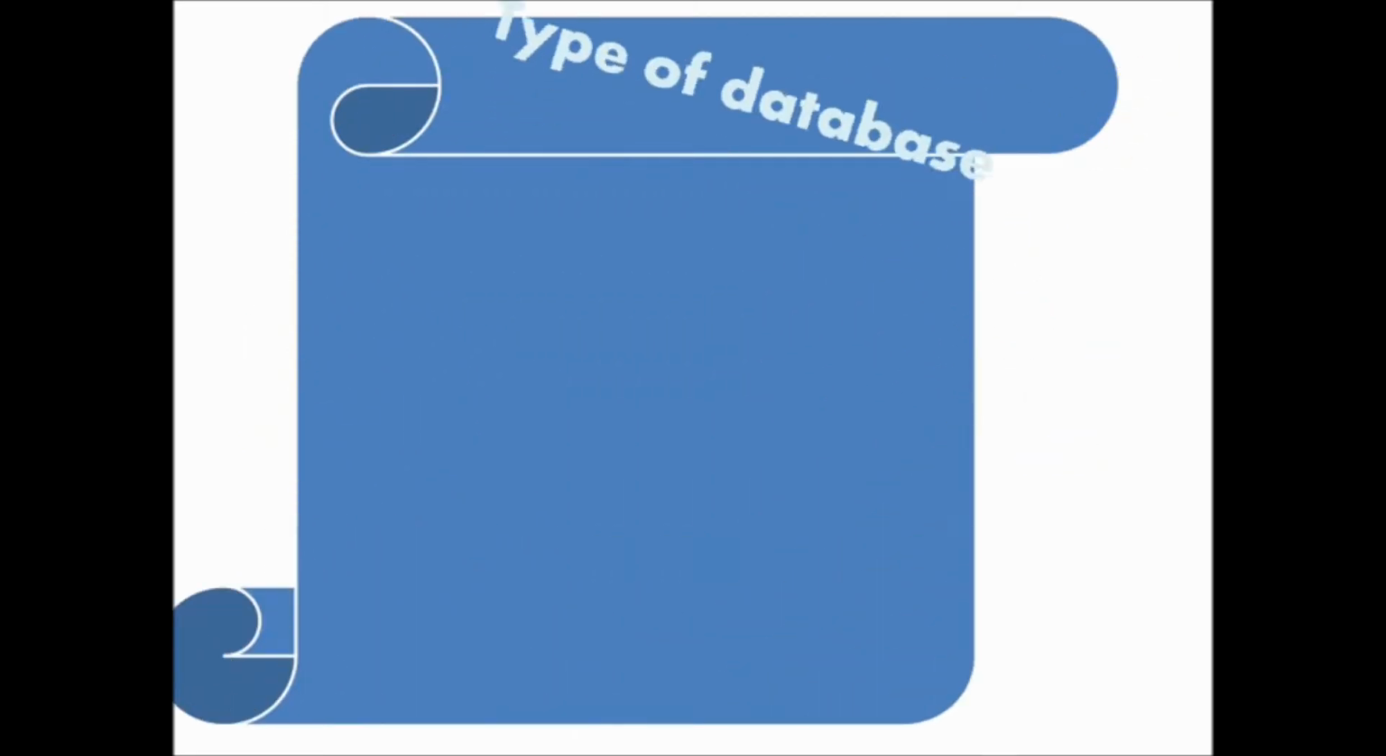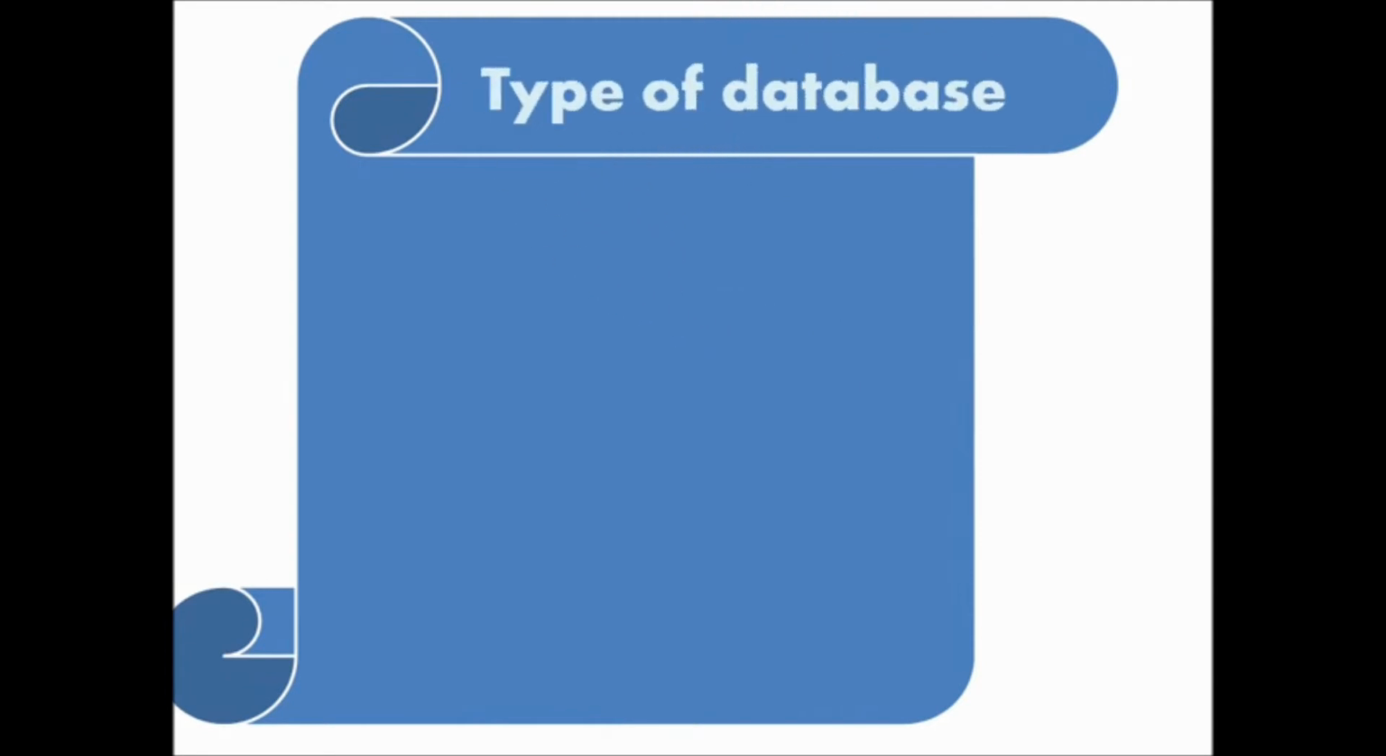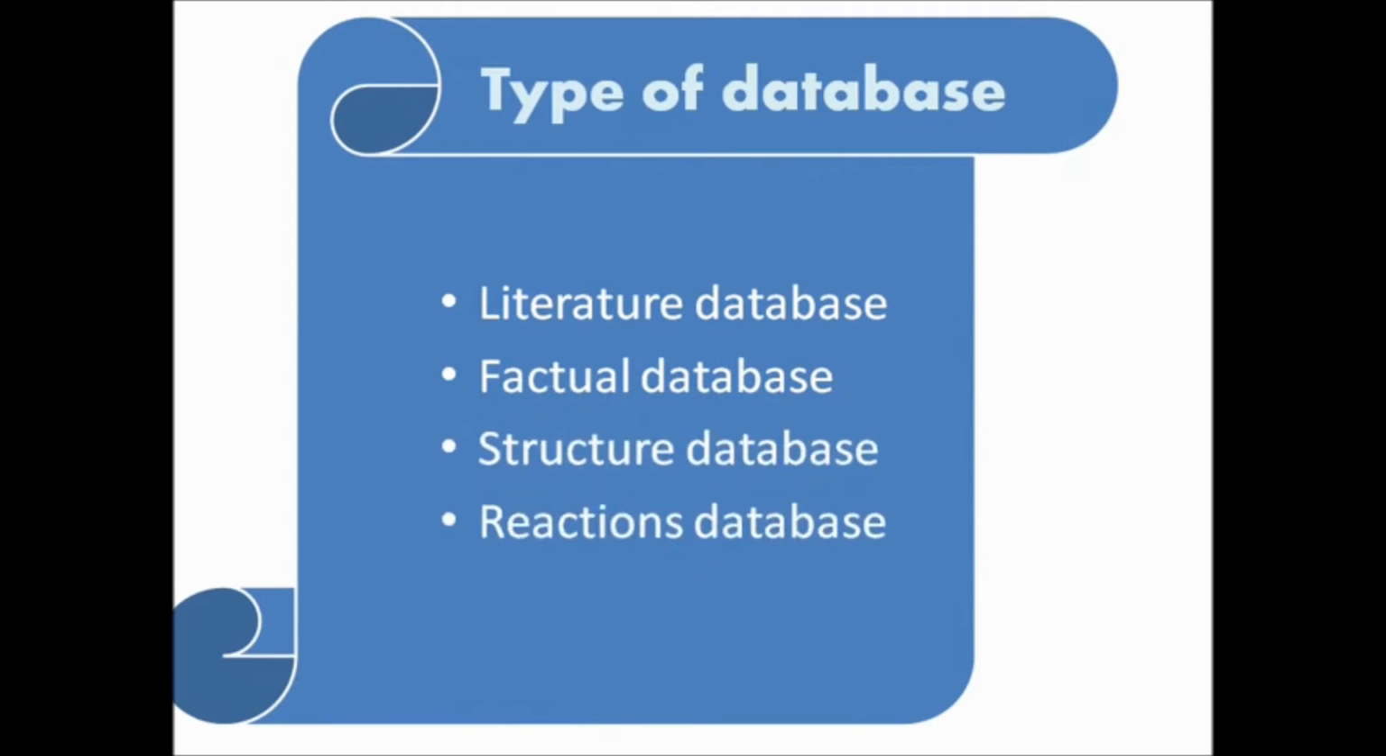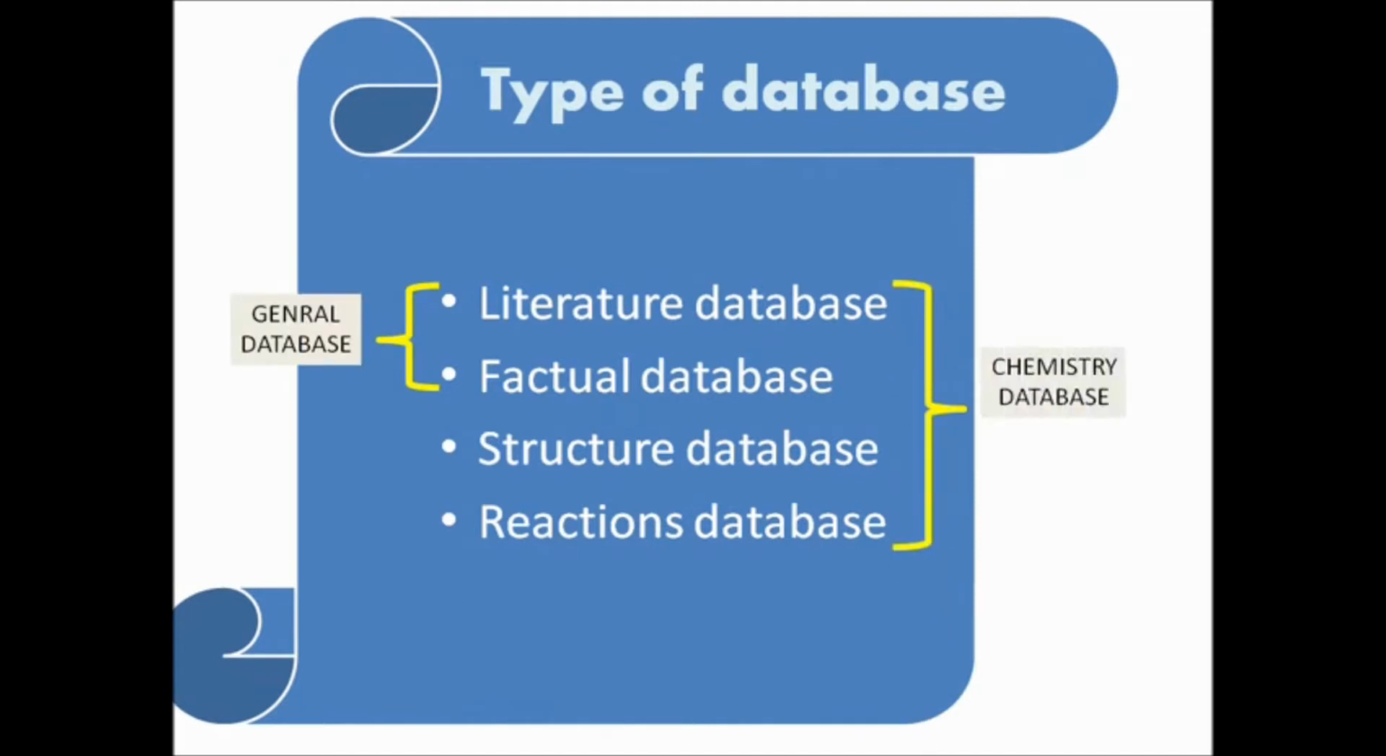Types of database. We have literature database, factual database, structured database, and reaction database. Literature database and factual database are general databases, and for all of them is chemistry database.